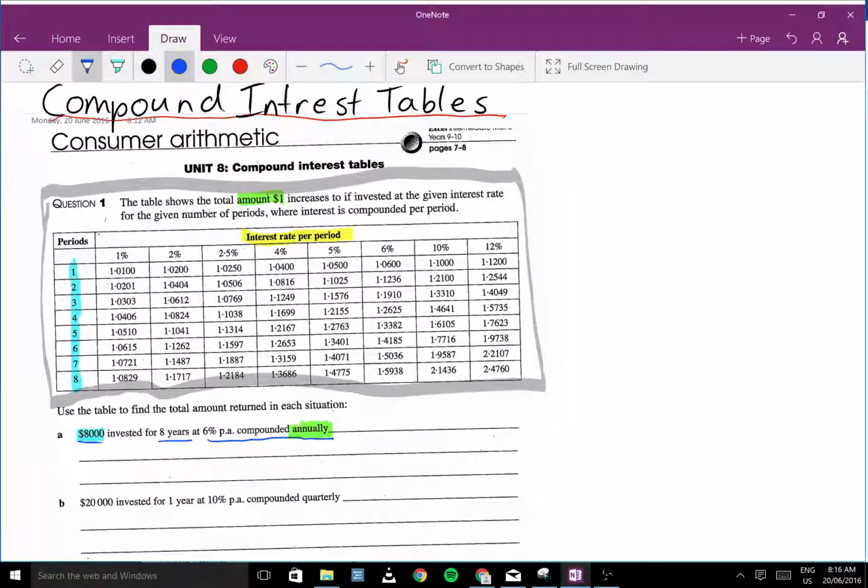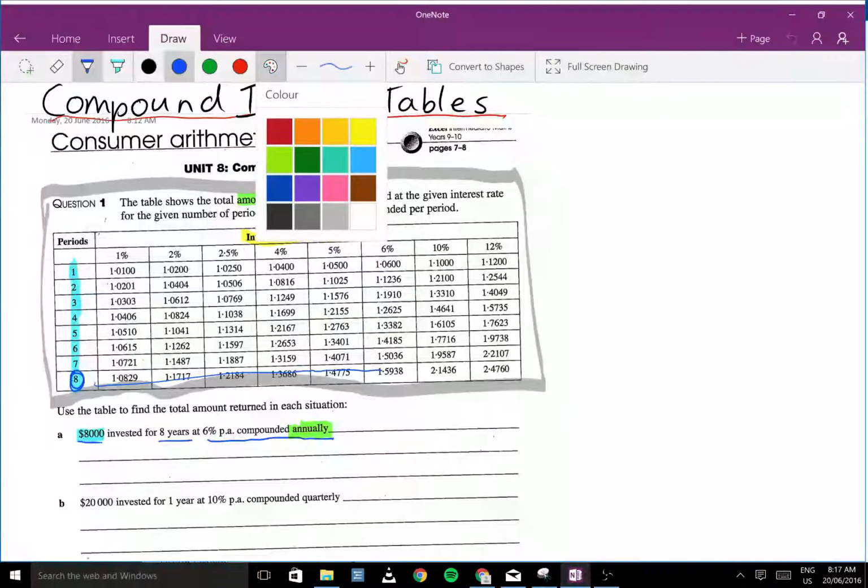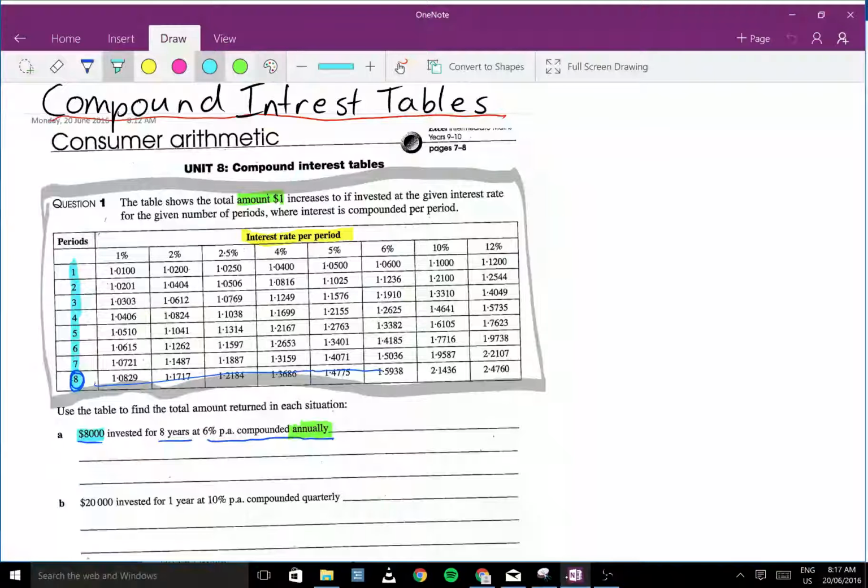First job, 8 years, that means 8 periods, and 6% per period. So I've gone down to 8 and across to 6. The number that I'm looking at is this one in the aqua, that's the amount I'm looking for. So all of this information, the 8 years, the 6% per year compounded annually, means you're paying 1.5938 in interest for borrowing the $8,000 amount.